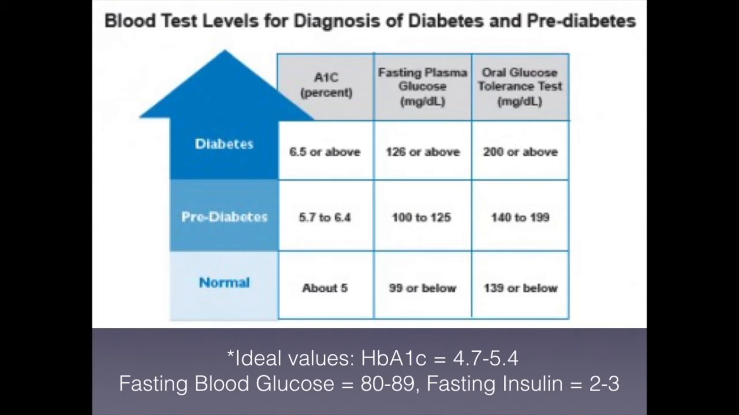If it's in the 90s, as a functional medicine practitioner, we view that as the beginning of insulin resistance, and then you hit 100 and you're at prediabetes. And fasting insulin, ideal would be 2 to 3, although that is often too much to ask for diabetics. But that is ideal.